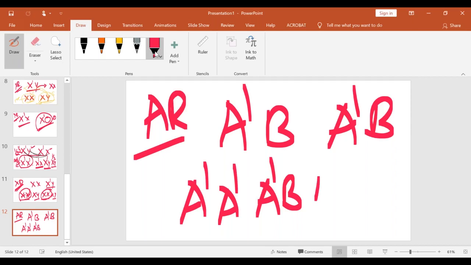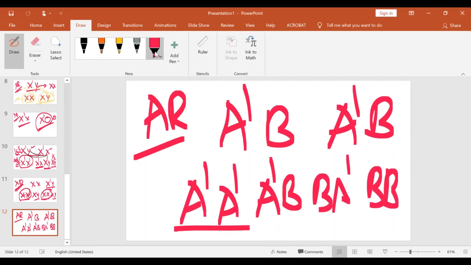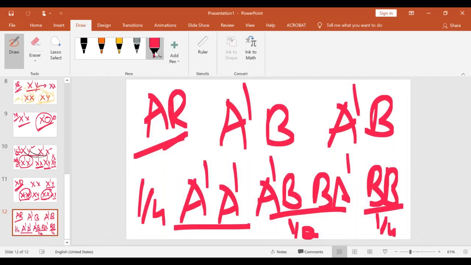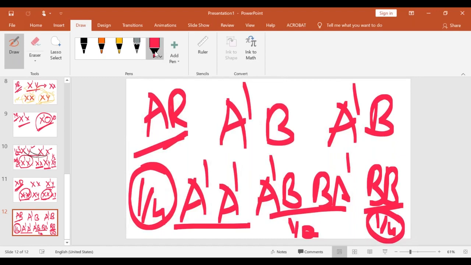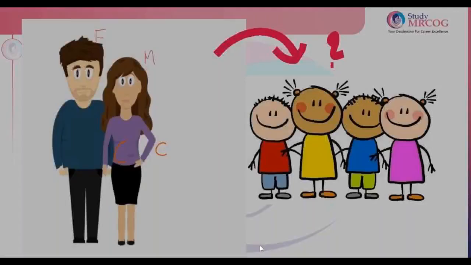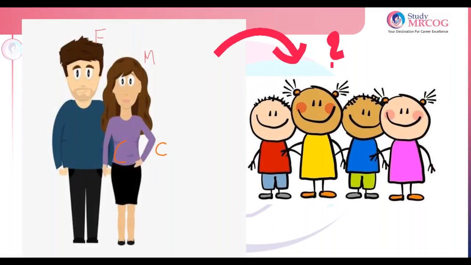So the answer here is, we know that 1/4 of the children are affected. This is autosomal, that is why I haven't written X. 1/4 will be affected, 1/4 will be normal, and half of them would be carriers. Just remember one thing: with each pregnancy, the probability of the child being affected is 1/4, the child not being affected is 1/4, and the probability of being a carrier is half. So let's see what her doubt is. What she is asking here is, sorry, I came to the question.